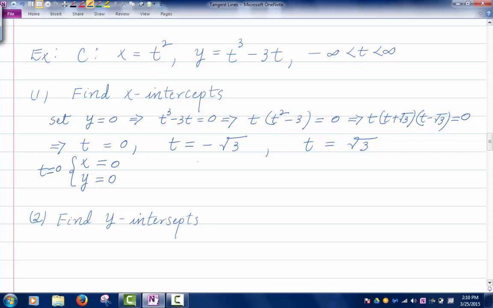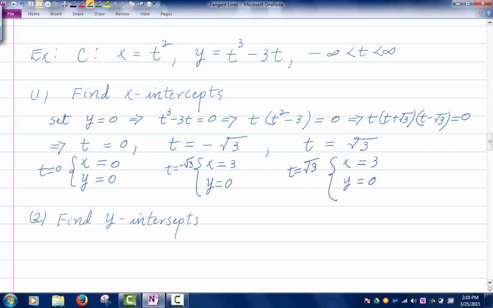When t is negative root 3, what's the value of x? It's 3. And what's the value of y? Of course, y would be 0, because these are x intercepts. So this is when t is negative root 3. And at t equals root 3, again I get x equals 3, and y is 0.